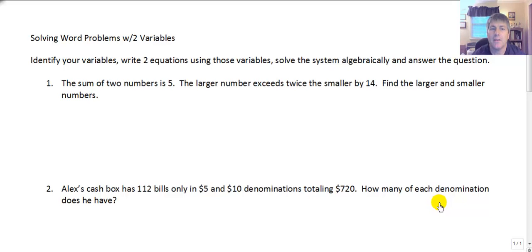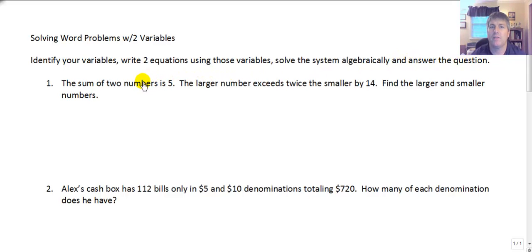Welcome back. Today we're going to use the skills that we learned to solve systems of equations in two variables, and we're going to use those skills to solve word problems in two variables. So what we're going to do today is I'm going to ask you to identify your variables, write two equations using those variables, and then we're going to solve the system algebraically to answer the question.